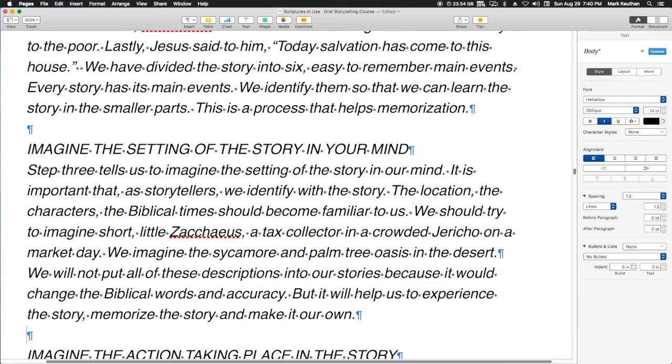Jericho was built around a spring, an oasis in the desert. The whole town is built around that. And so we will not put all these descriptions into our stories because it would change the biblical words and accuracy, and it would be too much. As you figure out how to draft your story in your mind and you practice it, you're going to say to yourself, I'm spending too much time describing this silly tree. I can trim it back to 25 words instead of 100.